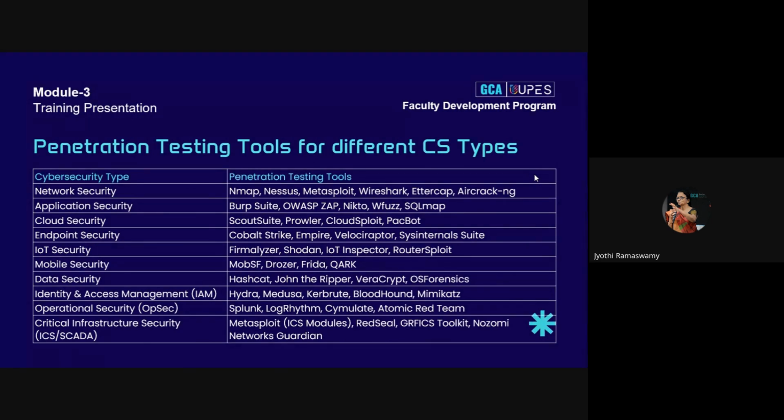For cloud security, we have Scout Suite, Prowler, CloudSploit, Pacbot, and all. If you host an application in the cloud, these tools allow us to check whether the application hosted in the cloud is secure, whether the cloud is ensuring that the servers or the connectivity or the interfaces are hardened.